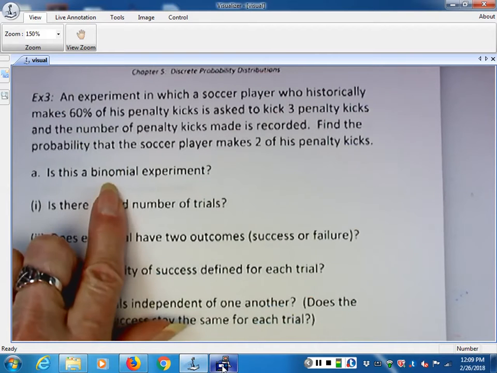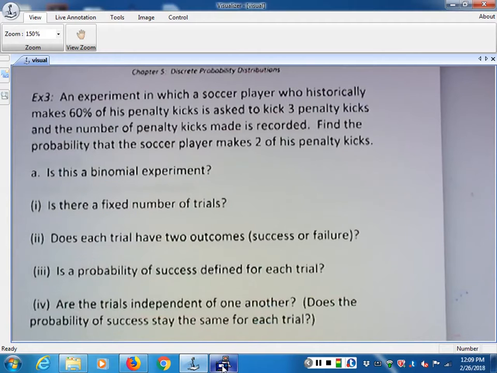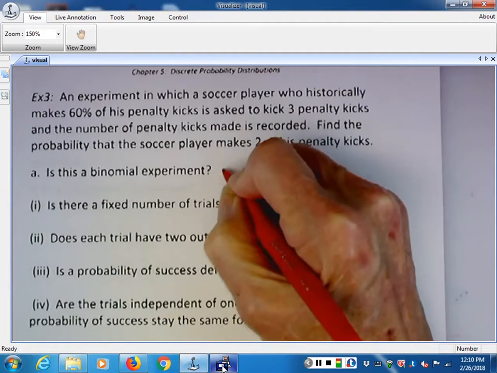Is this a binomial? Okay. How many possible outcomes are there when he kicks the ball? 2. Which are? He can either make it or not make it. So that's success and failure. Okay? Does the probability of him getting his next kick have anything to do with the probability he got his last one? No. So those are independent trials. And there's only 2 outcomes, success and failure. The probability doesn't change from trial to trial. So yes, this is a binomial experiment. It meets all the requirements.